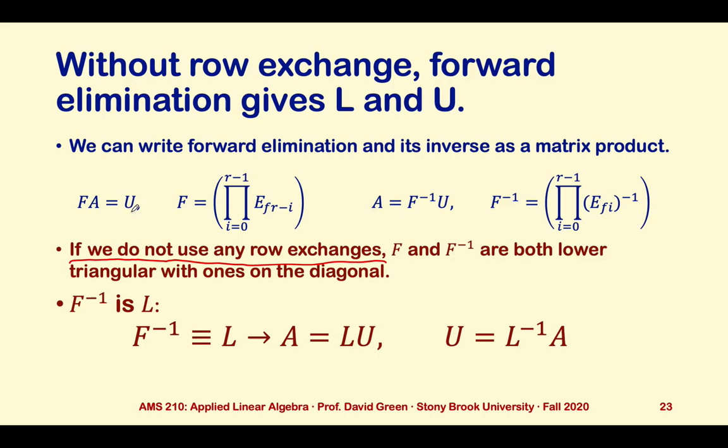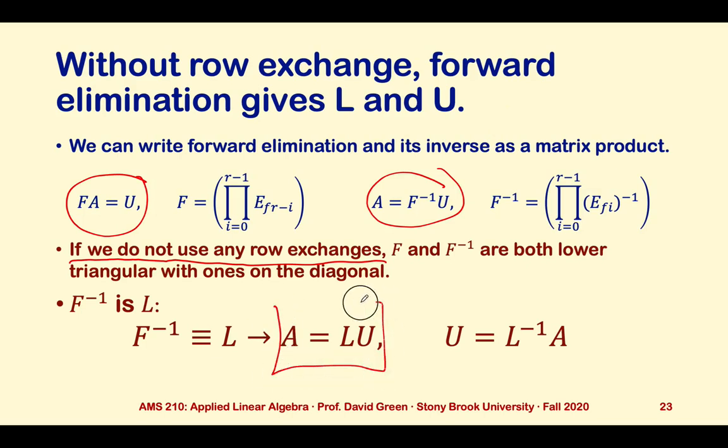Right? Tying this together with what we saw before, we have a forward elimination matrix, FA equals U, inverse of that matrix, A equals F inverse U, and both of these are lower triangular matrices with 1s on the diagonal. What was our target for LU decomposition? It's trying to express A as a product of lower and upper triangular matrices. We have done that.